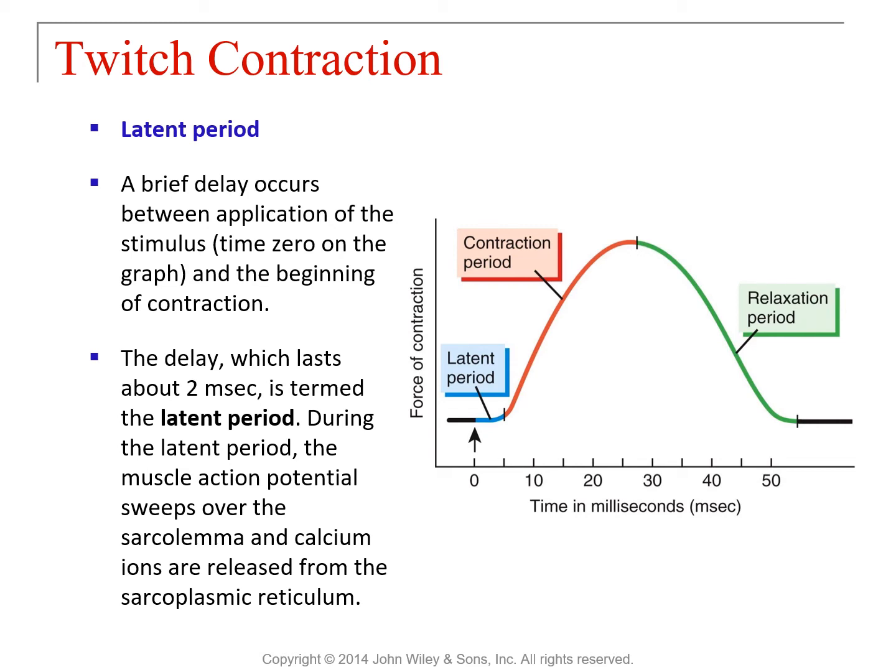As we discussed in the previous slide, it takes about 2 milliseconds for the muscle action potential to cover the entire cell. The muscle action potential will go over the sarcolemma and down the T-tubules, and as a result, you get calcium ions released from the sarcoplasmic reticulum. So the latent period is the delay between the start of an action potential at the edges of a motor end plate to the opening of the calcium channels of the sarcoplasmic reticulum.